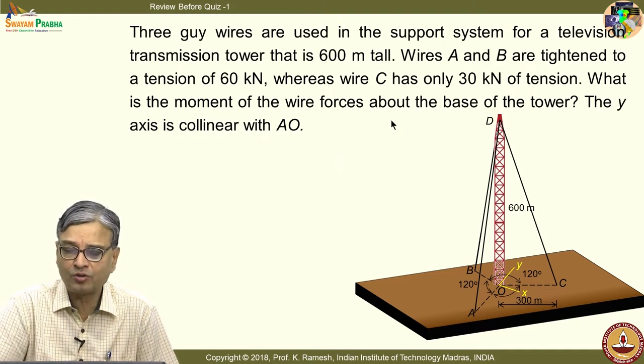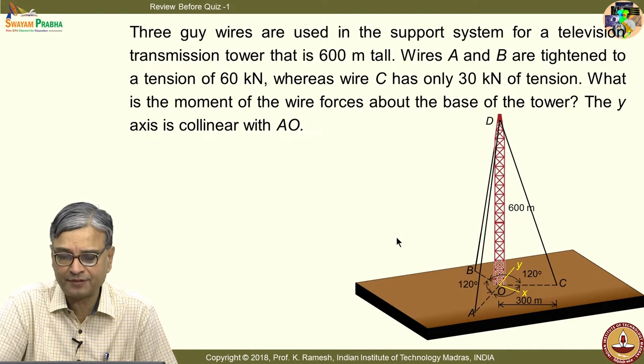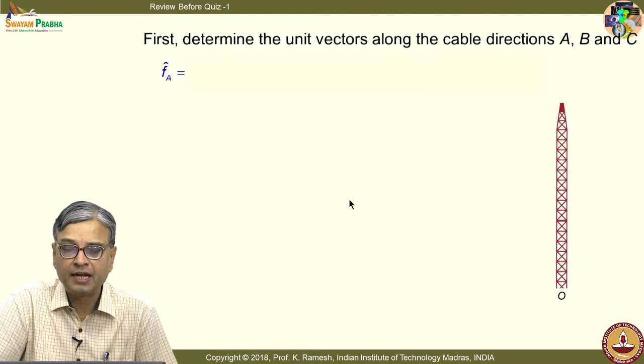And this is also a problem given in your assignment sheet. So, you have a transmitting tower and you have this supported by three guy wires. And the problem also specifies what should be the selection of the coordinate system, fine. And when I have to do a problem like this, I have to first identify the coordinates of the key points.